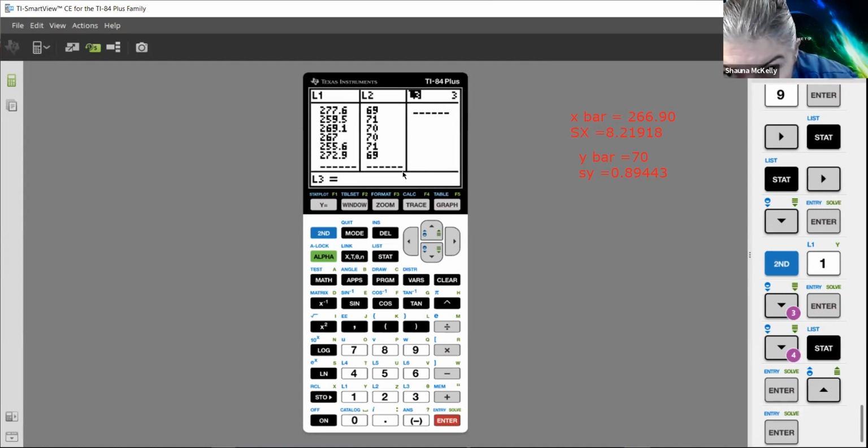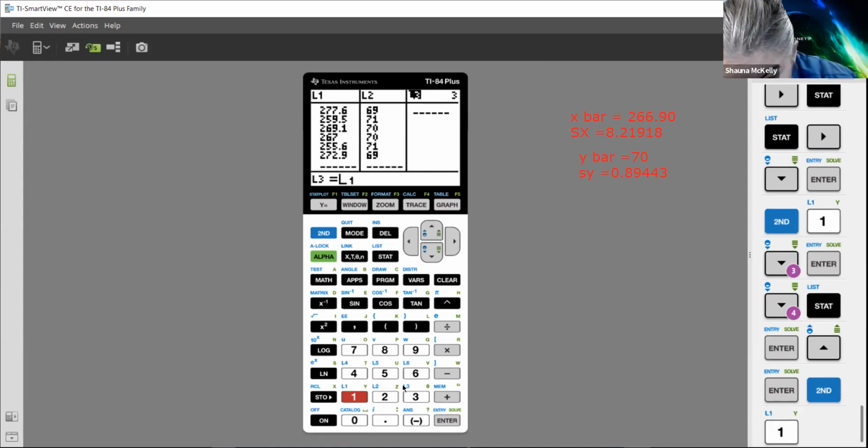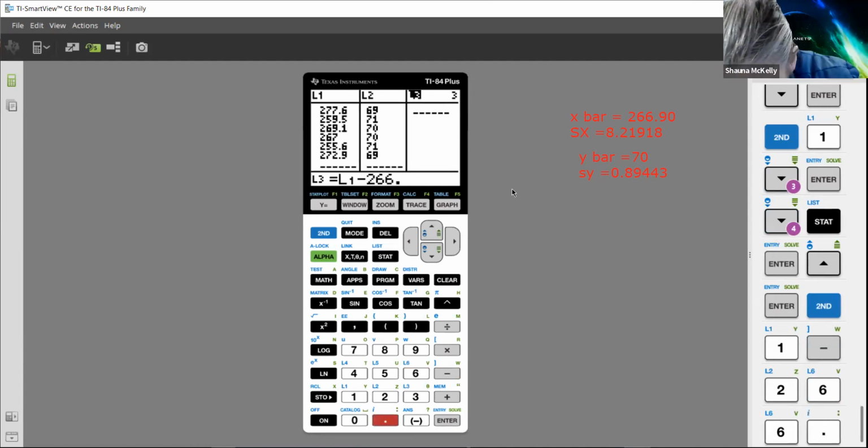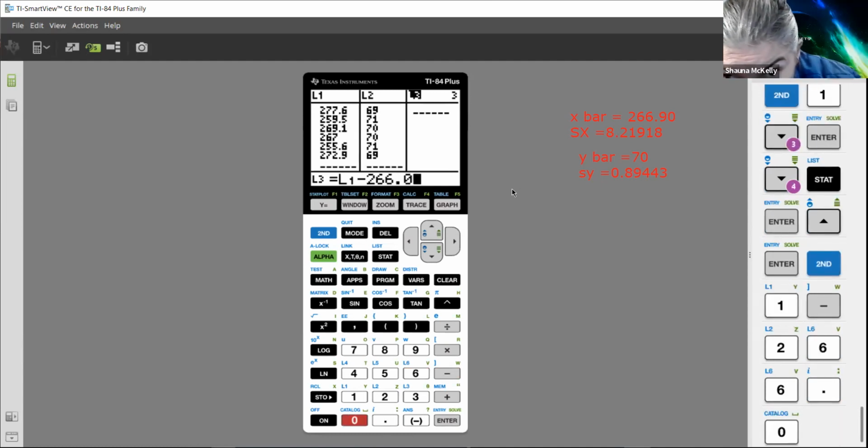Now to get L1, I go second, L1. Then make sure you use the big minus sign, minus X bar. X bar is the number you wrote, which is 266.90. If you put that in there as L3, L3 gets this formula. It will compute all of those values for you.